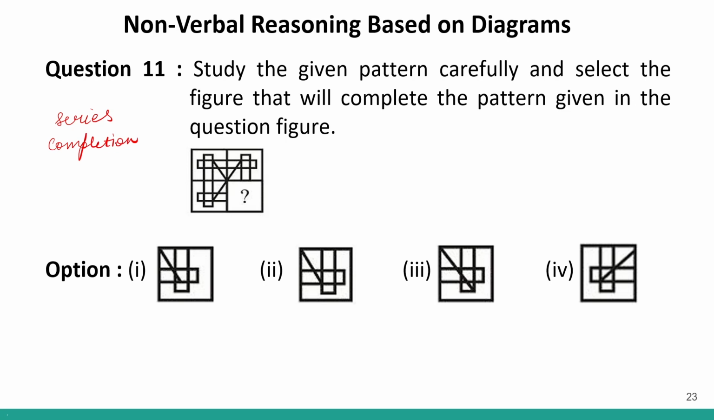Question number 11, this is a series completion question. In series completion, we have to complete the series over here. So if I look over here, we have something like this. This will join. Then we have something like this and this. And over here we have a cross. So something like this will make the series complete. This cross comes over here. So this is given in option number 2. So option number 2 will complete your series.